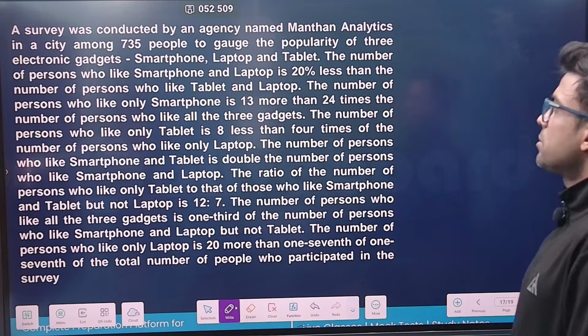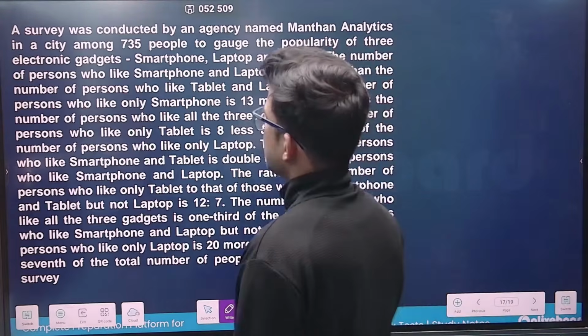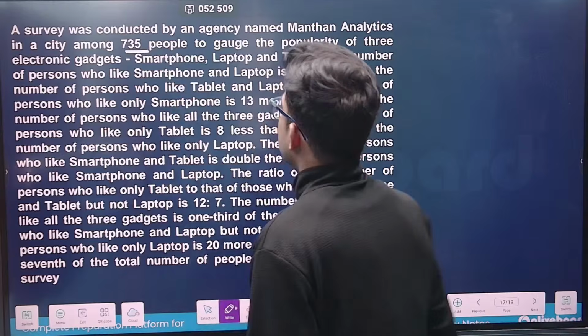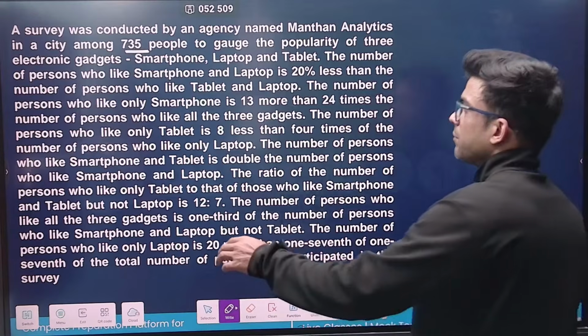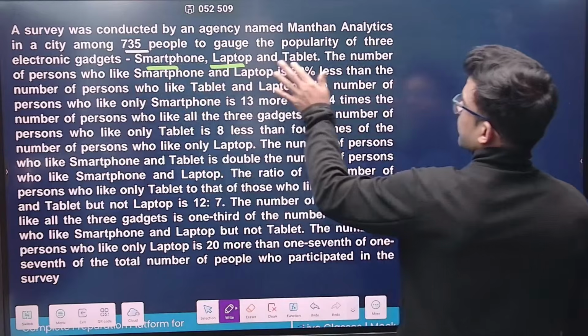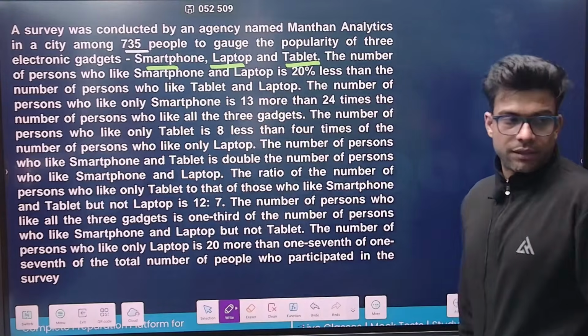Now see, a survey was conducted by an agency named Manthan Analytics in a city of 735 people to gauge the popularity of 3 electric gadgets. So again, a 3 set Venn diagram. We have a smartphone, a laptop, and a tablet.